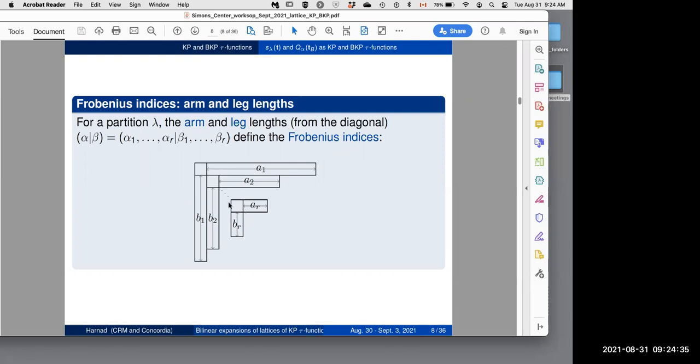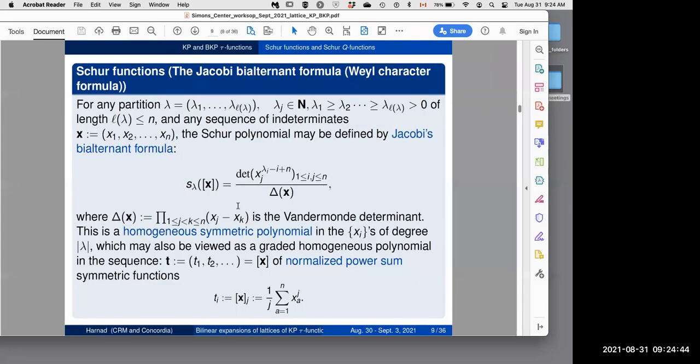And r is the number of diagonal elements, and that's called the Frobenius degree. So just to recall the formula for Schur functions in terms of the X variables, it's given by this formula, which is due to Jacobi. It's the Jacobi bi-alternant formula, but it actually is a special case of the Weyl character formula.